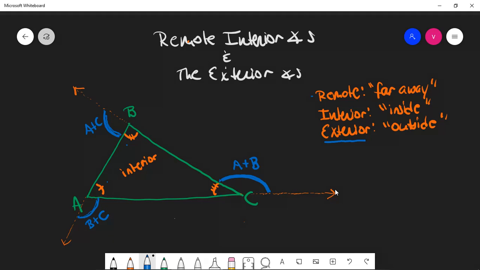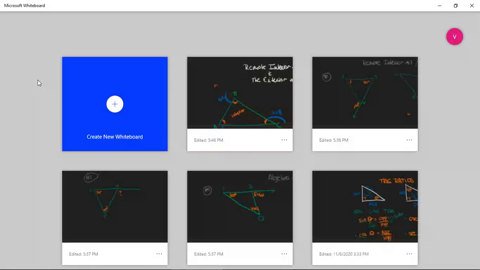So now we're going to work some problems with it. Okay, so remote just means the angles that are farthest away. Interior means on the inside, and exterior is the outside angle. So the exterior angle is equal to the sum, or adding together, of the 2 angles farthest away from it, the remote angles on the inside of the triangle. All right, so let's work. We're going to work 3 problems that are in your homework, and that's all you have to learn today.